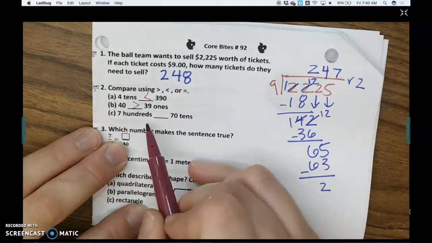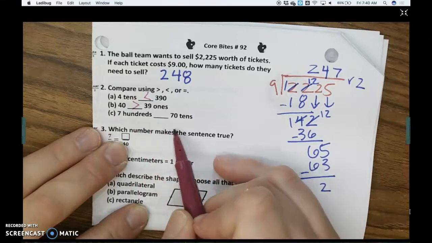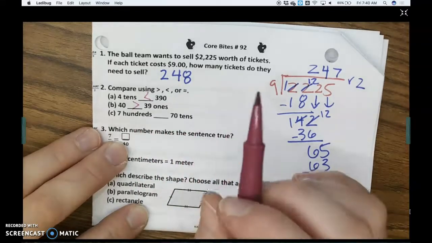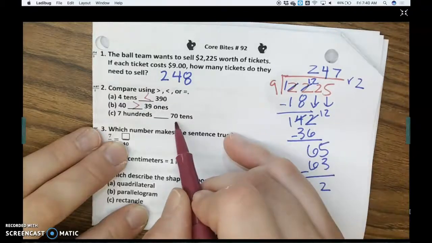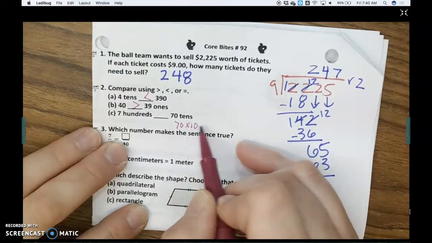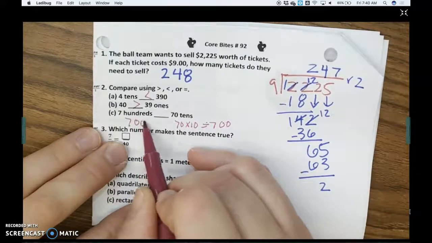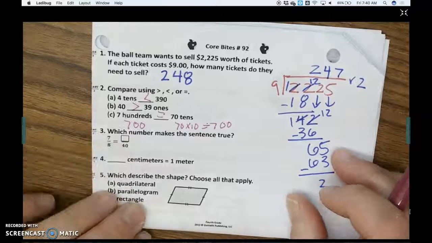And then 700 would be 700. Which is greater, 70 tens. So if you have 70 tens, remember that trick. 7 times 1 is 7. Add your 2 zeros. So that's actually the same number. So that would be equal.